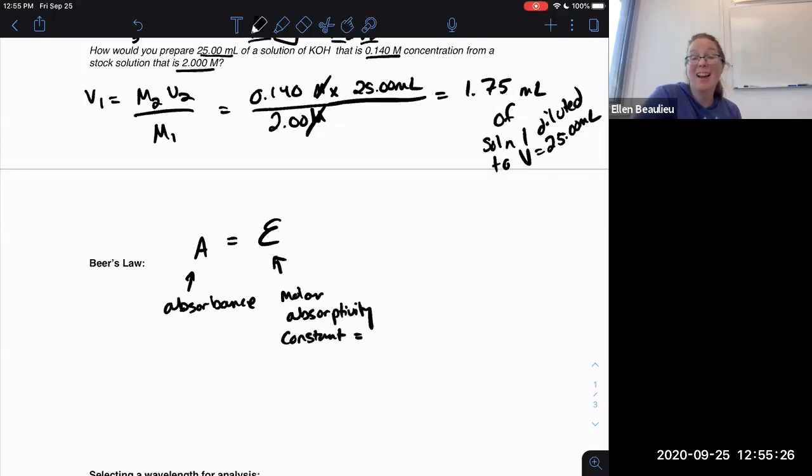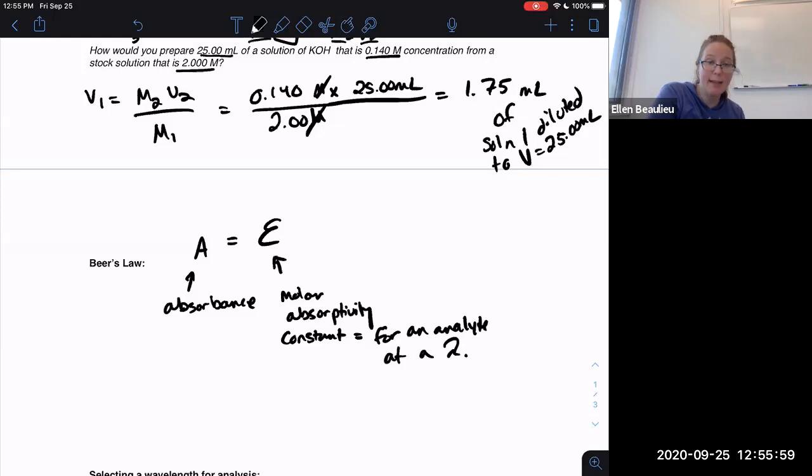I will say it is constant for a particular analyte. It is different for different analytes. So in this lab, you're going to determine the molar absorptivity constant for nickel at the wavelength that you're measuring. So it's constant for an analyte at a wavelength. So you're going to actually measure 3 different wavelengths, and you're going to calculate 3 different molar absorptivity constants for this lab.